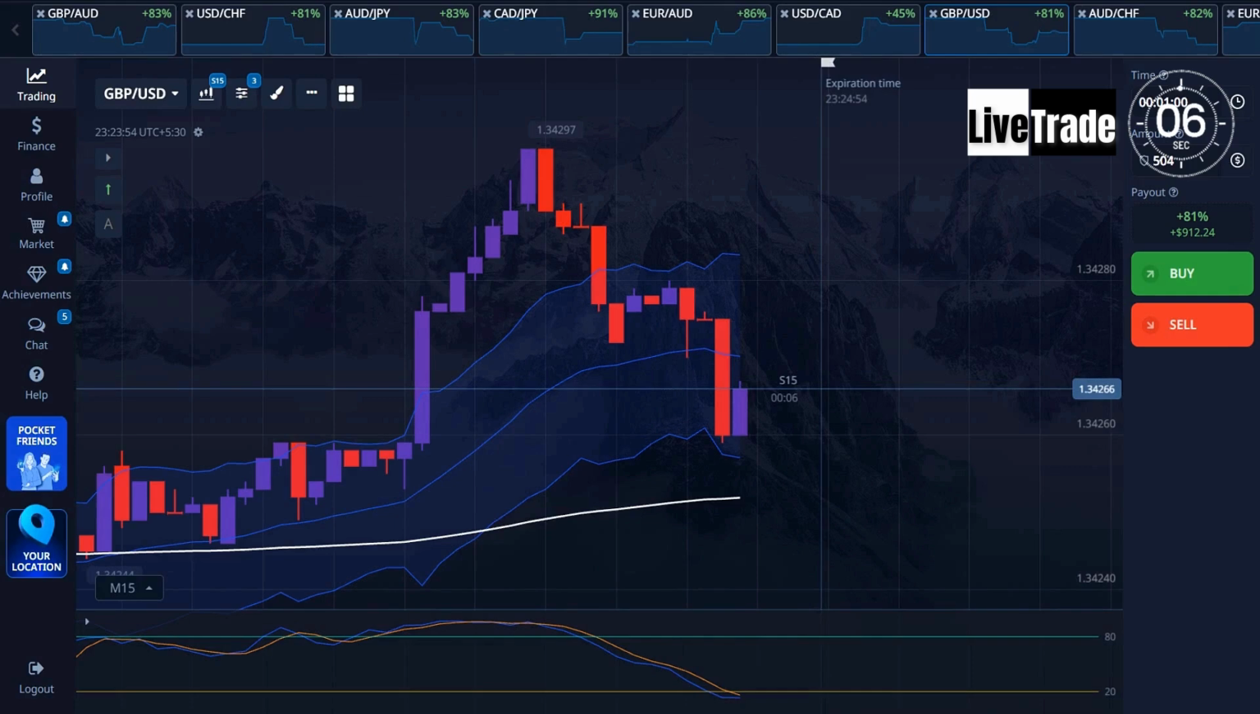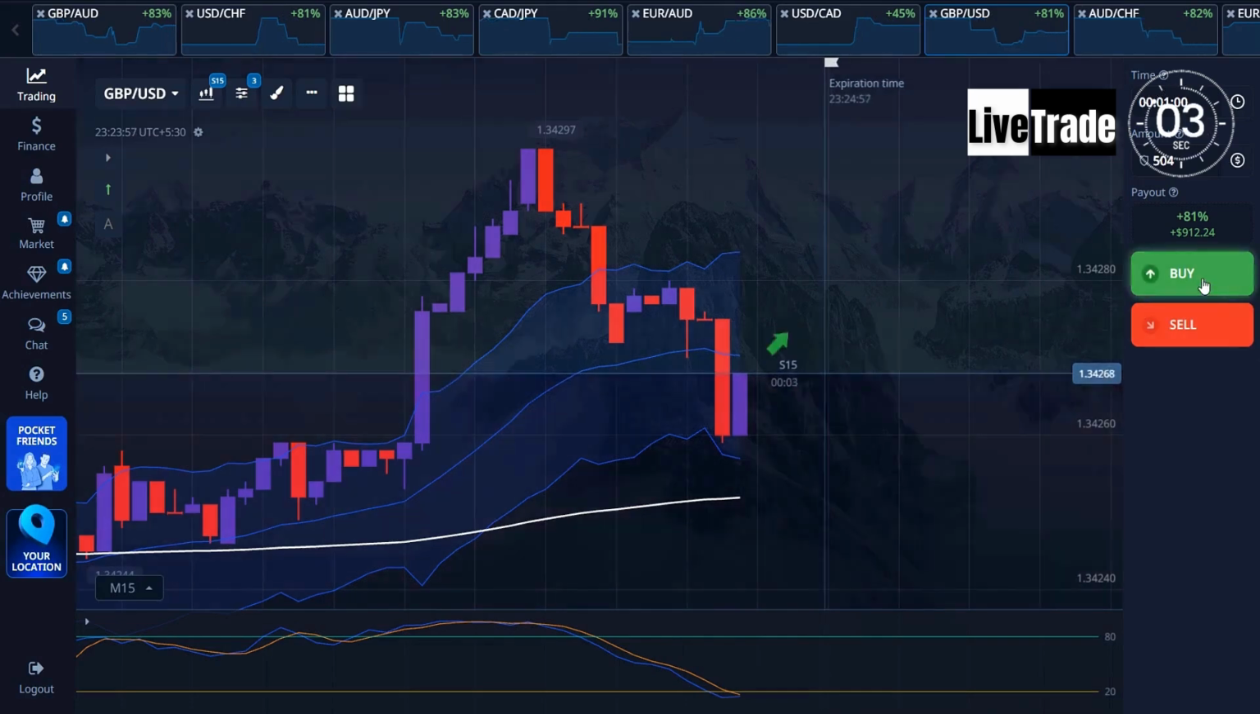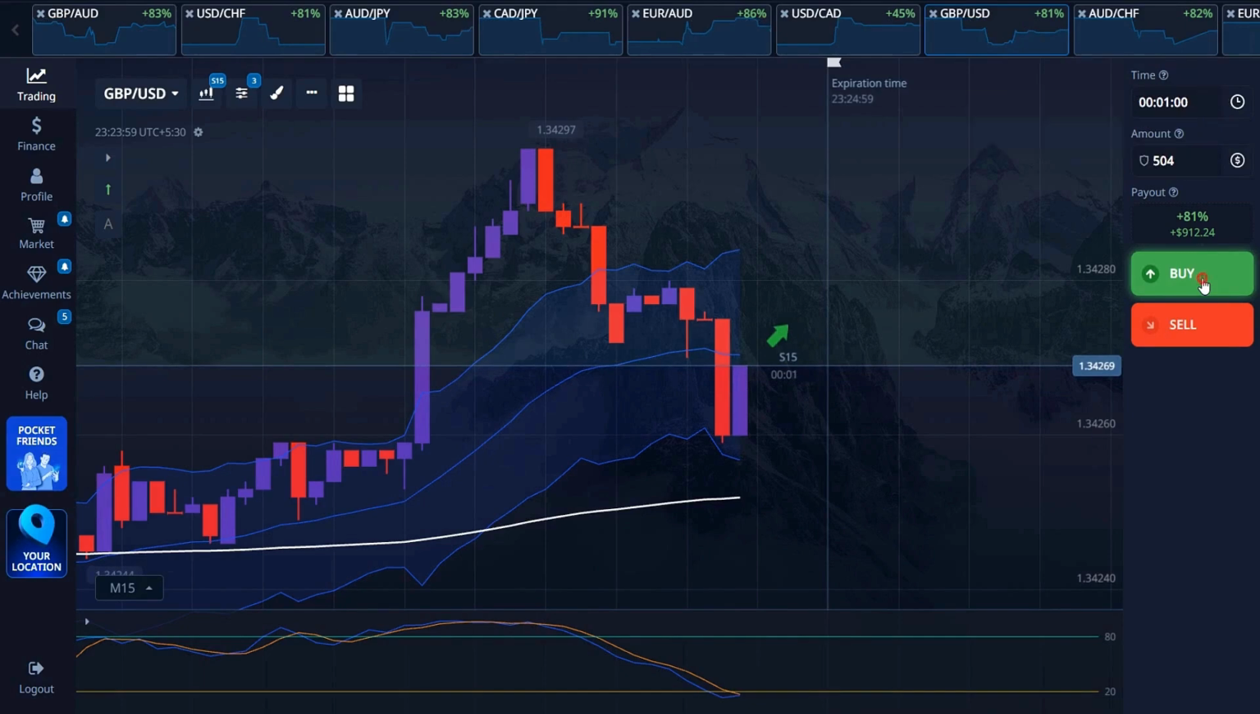Alright, let's take this strategy live on Pocket Option and see how it performs in real market conditions. Let's jump to the chart.